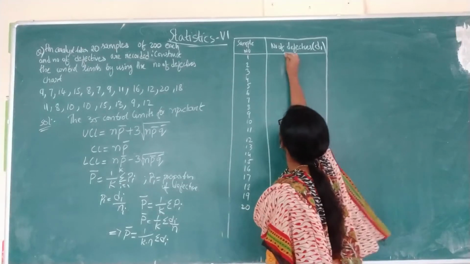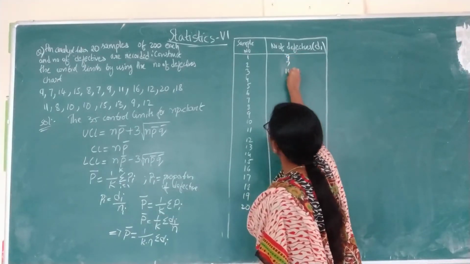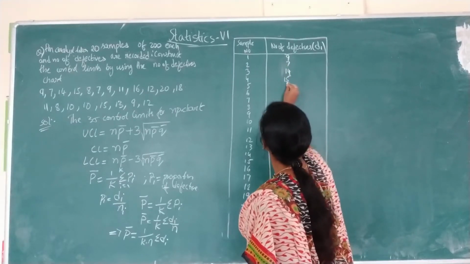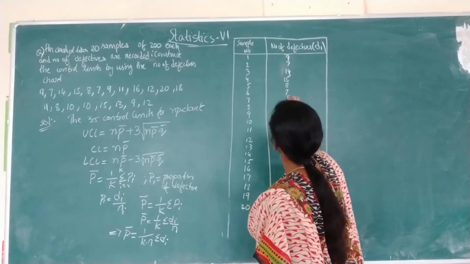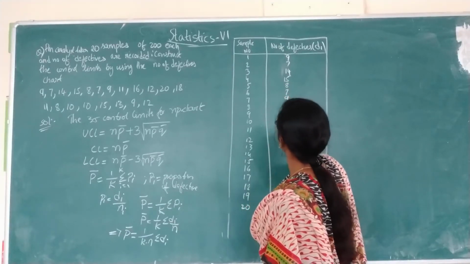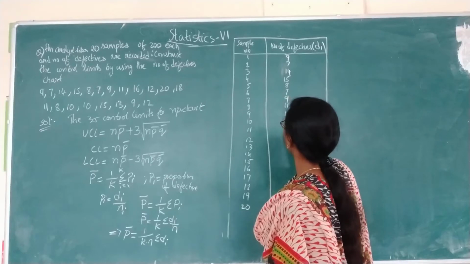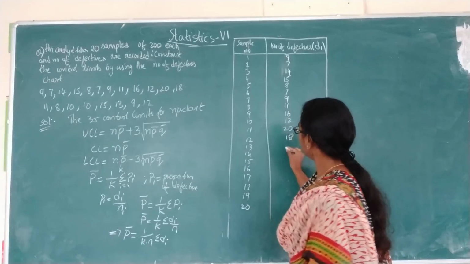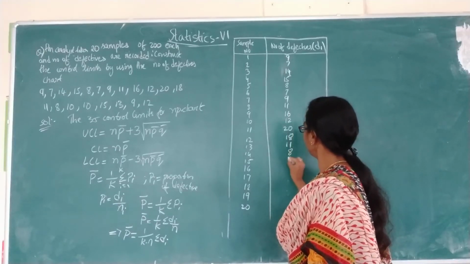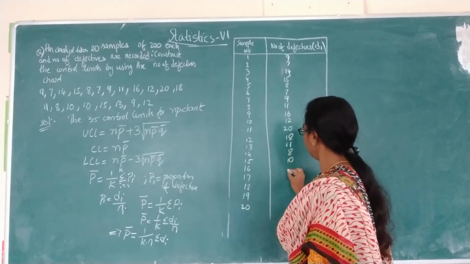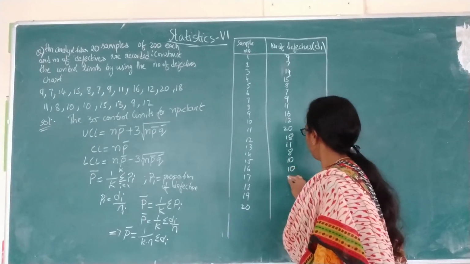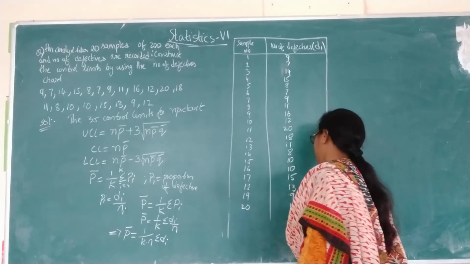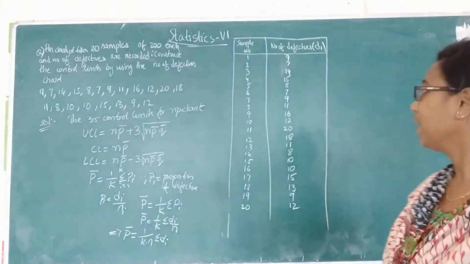9, 7, 14, 15, 8, 7, 9, 11, 16, 12, 20, 18, 11, 8, 10, 15, 13, 9 and 12. So these are all the given Di values.